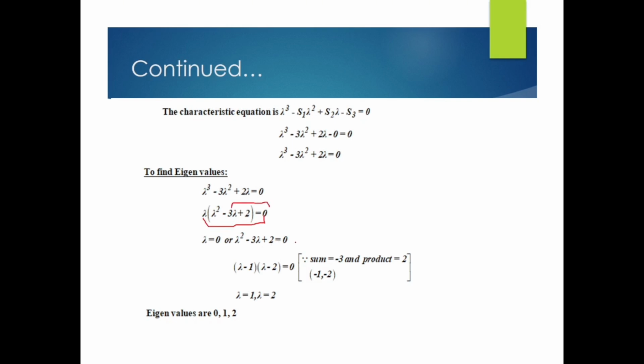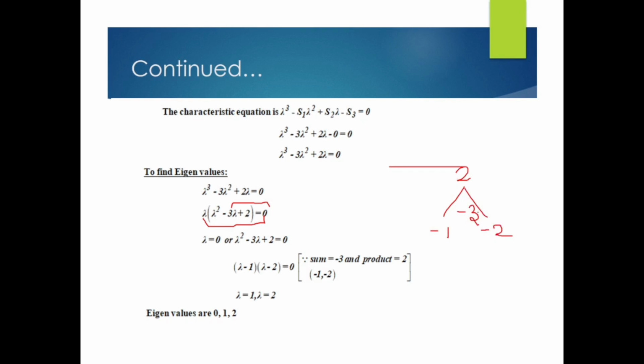So when I solve this quadratic equation, that is lambda squared minus 3 lambda plus 2 equal to 0, sum is minus 3 and product is 2. So we all know how to do this: the product is 2, the sum will be minus 3. So what values can I put? Minus 1, minus 2. When I multiply, I get 2. When I add up, I get minus 3. So the value is nothing but lambda equal to 1, 2.